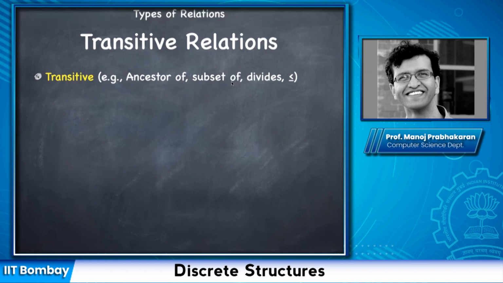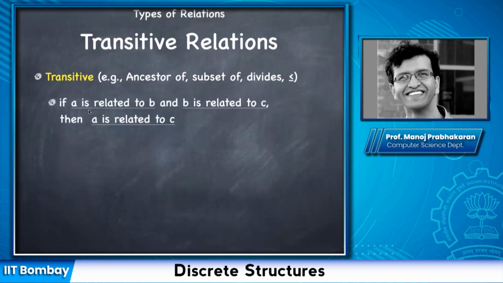So what is a transitive relation? Here it says that if A is related to B, so if A is a subset of B, for example, and B is related to C, B is a subset of C, then A is related to C, then A is a subset of C. Right? A is contained in B and B is contained in C, then A is contained in C. So that's why subset of is an example of a transitive relation. This is the definition of what it means to be a transitive relation: whenever there is a pair A comma B and a pair B comma C, the pair A comma C should exist.